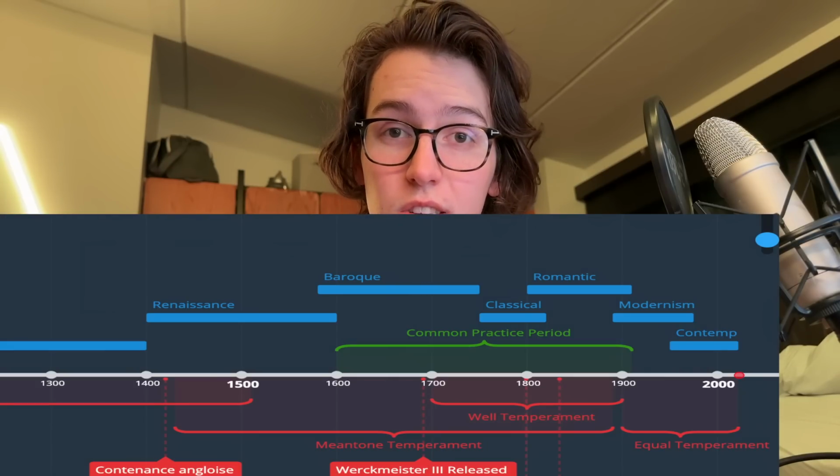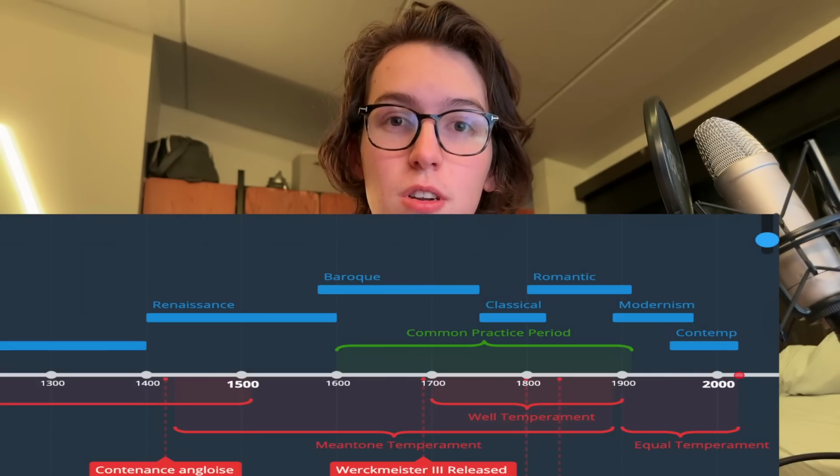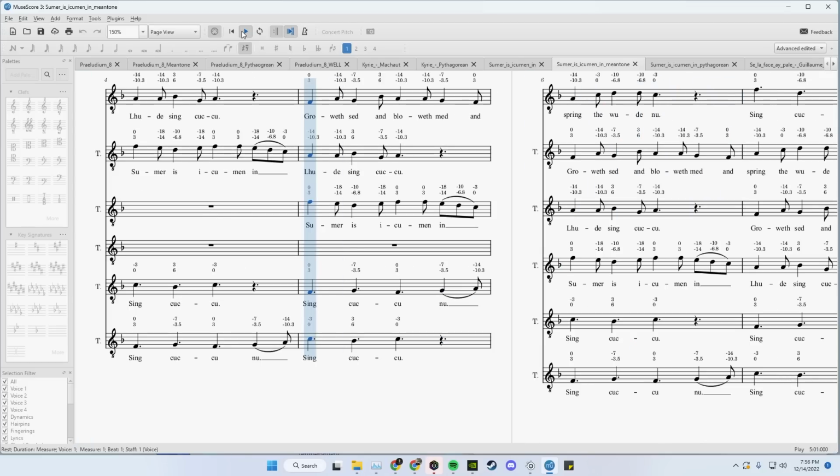One of our first examples of mean tone temperament is found with this English round, Summer Is A-Comin' In. But something that's really interesting to listen for is these thirds and sixth harmonies and how different it can sound in mean tone versus equal temperament or something else that you might expect.